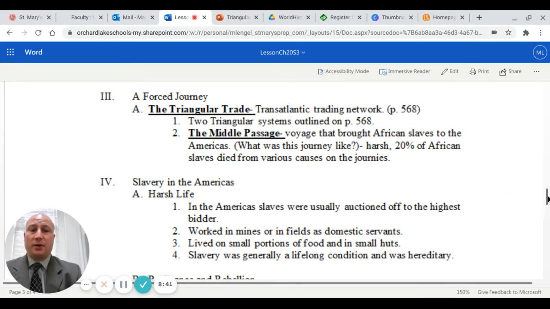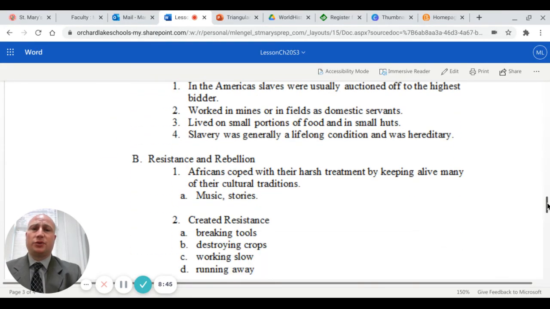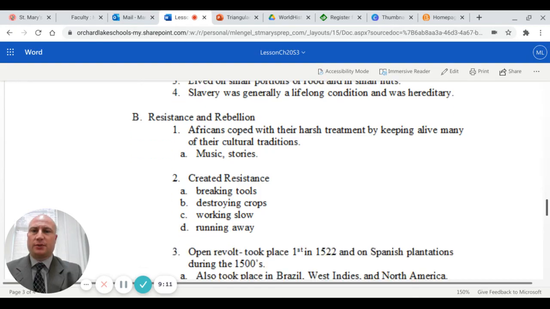Okay, slavery in the Americas was, as I said earlier, extremely harsh. In the Americas, slaves were usually auctioned off to the highest bidder. They worked in mines or in fields as domestic servants. They would live on small portions of food and in small huts. Slavery was generally a lifelong condition and was hereditary. So you literally had people that owned other people that had been bought and sold. It's a really sad part of world history, but also of American history.